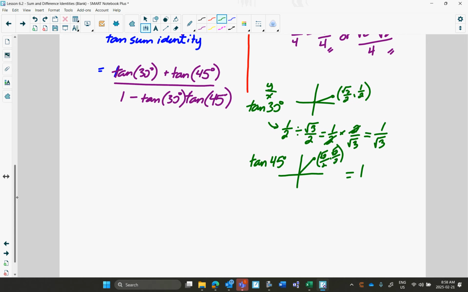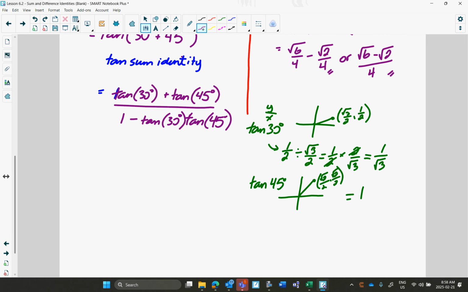So now that I've got these, tan 30 is 1 over root 3, plus tan 45 is 1, over 1 minus tan 30, which is 1 over root 3, times tan 45, which is 1. And now I've got to simplify that.